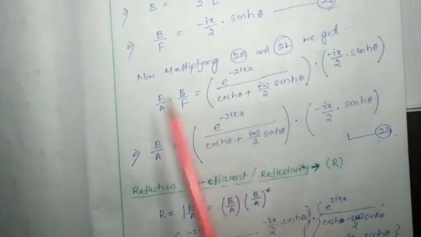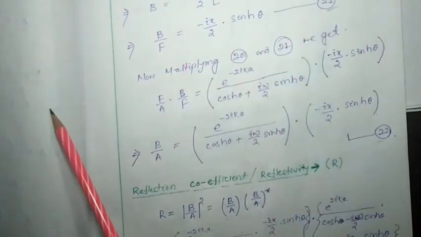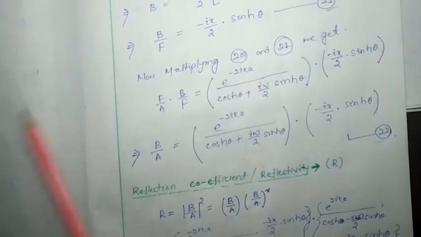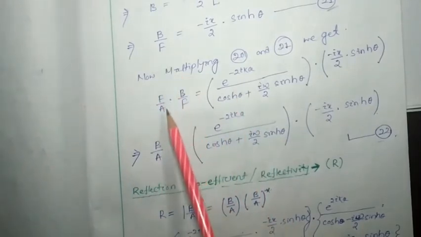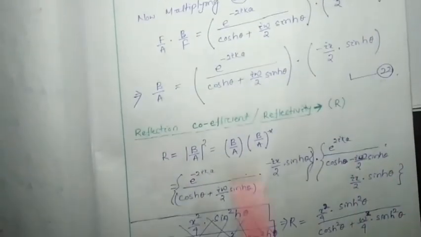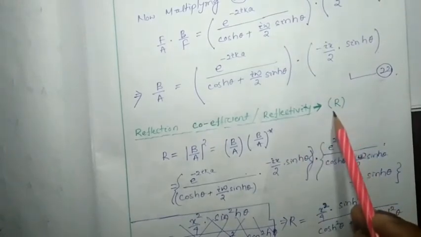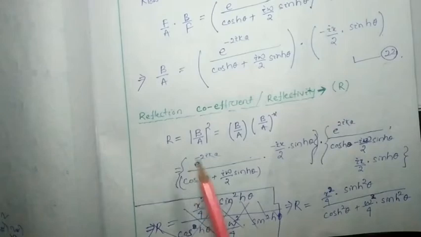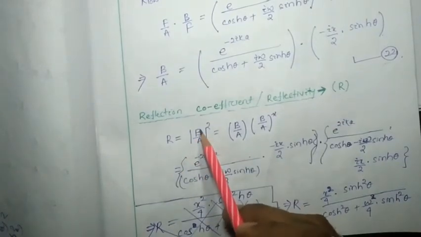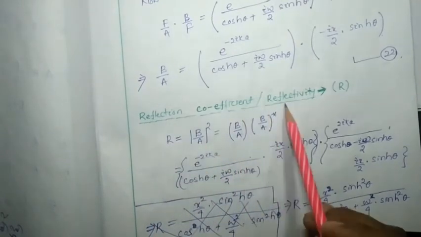Here we just multiplied equation number 20 and 21. 21 is this one, 20 we found just previously on our previous page. So we just multiplied, then we found b by a will be this one. Now we are going to consider the reflection coefficient or reflectivity, which is represented by the symbol R. It is nothing but the amplitude of reflection by the amplitude of incident, and its mod square is called the reflection coefficient or reflectivity.